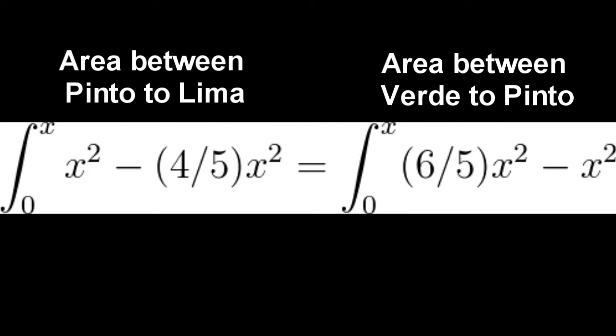Since we know the path of the Pinto and the Lima, and our problem states that the area swept out from the curves of the Pinto to the Lima must be the same area from the Verde to the Pinto, we can use our math knowledge to find that the Verde travels on the parabola y equals 6/5 x squared. From here, we can prove our point by using definite integrals that find the area between the curves that stands true for any positive x value.